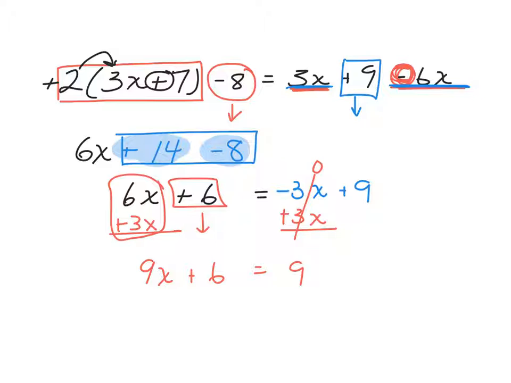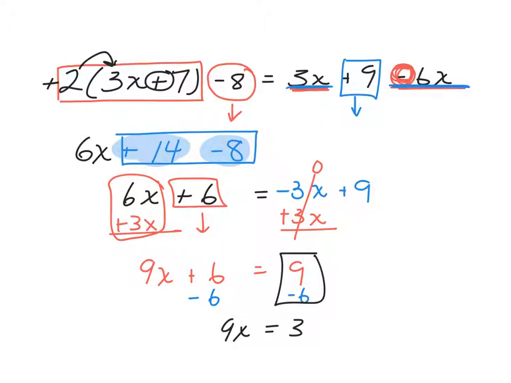Then from here, what I want to do is combine my positive 6 and my 9. To combine them, I need to make positive 6 into 0. Positive 6 becomes 0 by minusing 6. So if I minus 6 from the left, I minus 6 from the right. I'm now left with 9x is equivalent to, well, 9 minus 6 is 3.